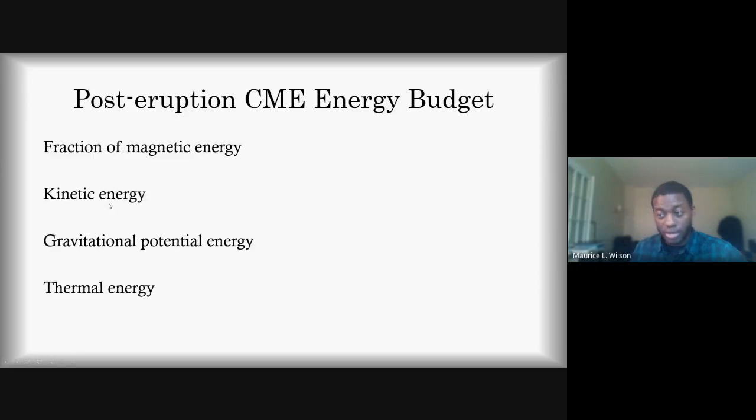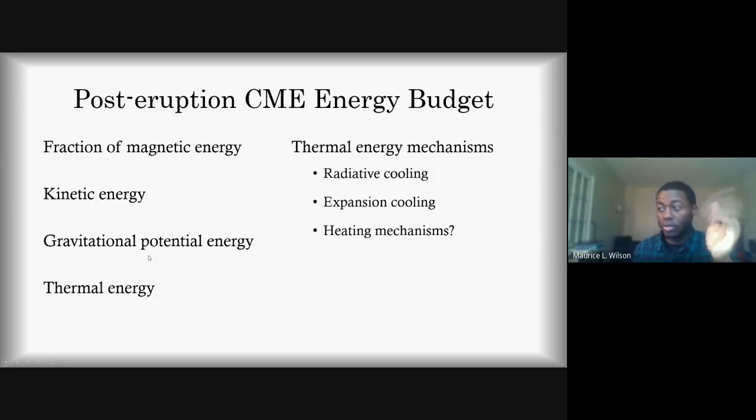With the thermal energy, we try to account for it based on how there's radiative cooling within the CME, and there's expansion cooling. With the heating mechanisms, like I said earlier, the physical mechanisms that drive the CME heating problem are not well understood. But we at least try to account for some form of heating within the CME.